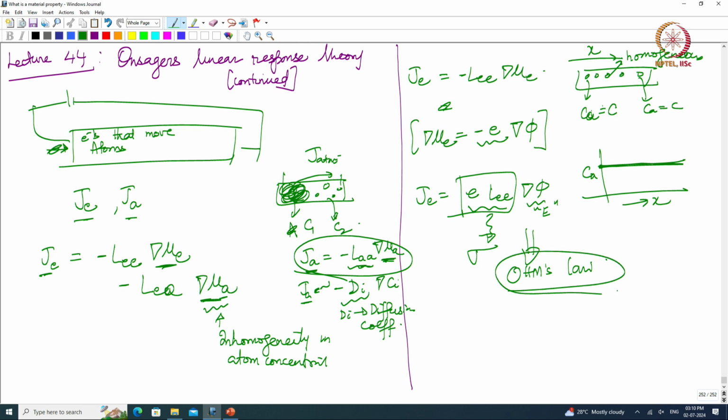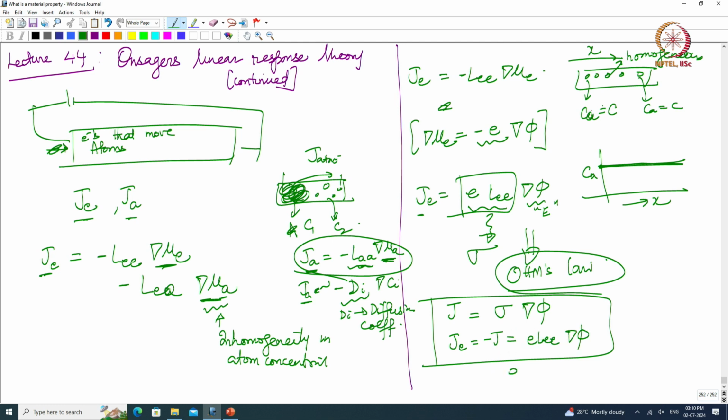So, this is the flux of electrons; actually minus of this will be sigma, because the flux of electrons and the flux of current will have opposite directions. So, if I put it as flux of current as sigma times del phi, then Je equals minus J, which is equal to Lee del phi. So, E times Lee will be equal to minus sigma. This is the relation between Onsager's direct coefficient and Ohm's law, and the sigma that comes out of Ohm's law is just conductivity.